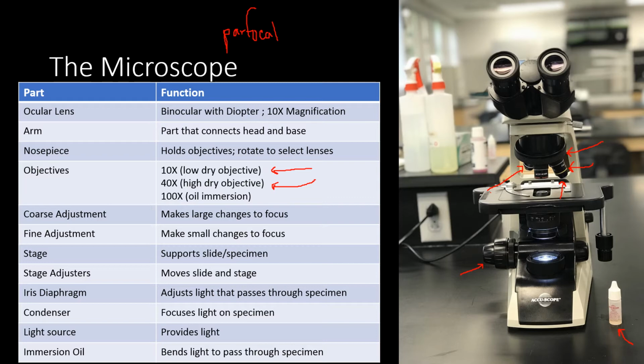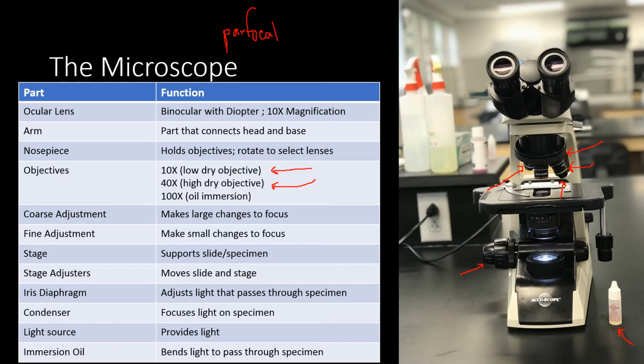Now, as we go from the scanning objective to the oil immersion lens, the lenses actually get smaller in diameter, which means they bring in less light. So you might find that you have to turn your light up by the time you get to the oil immersion lens. I've talked about the coarse and the fine adjustment lenses.